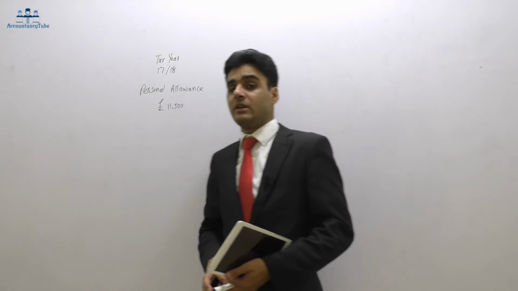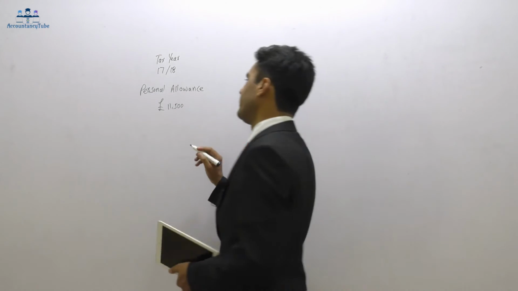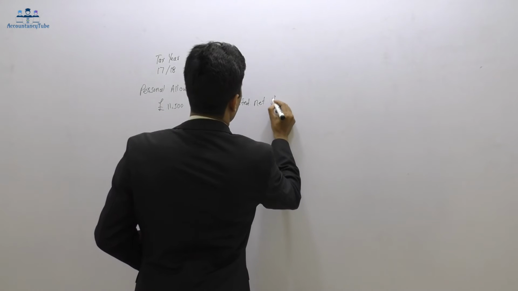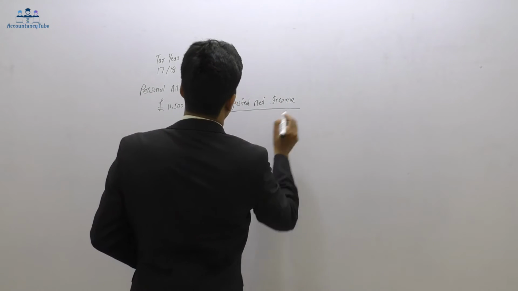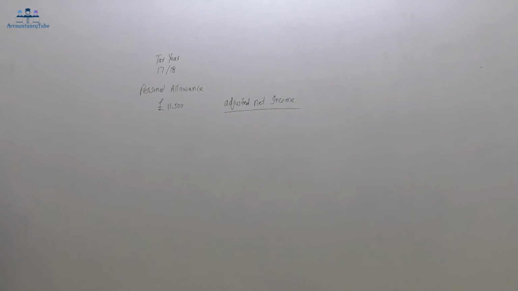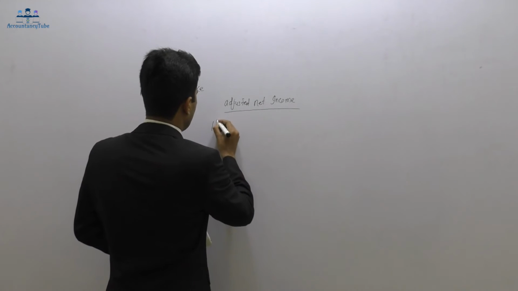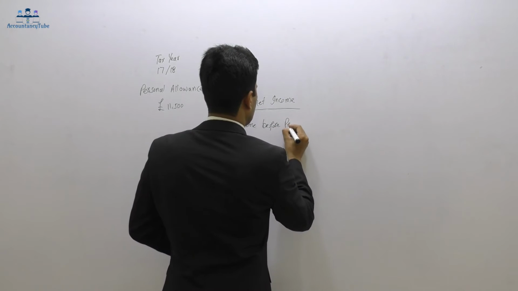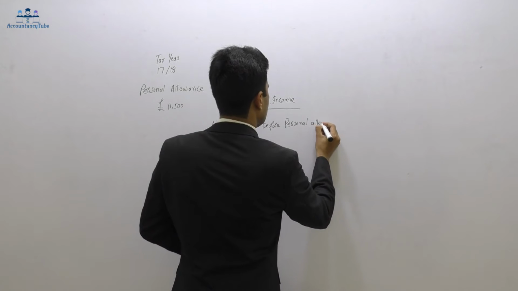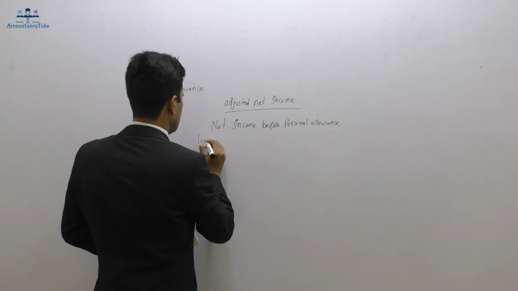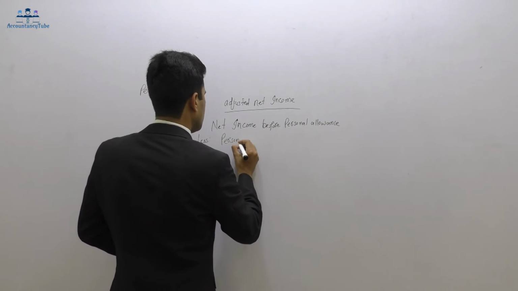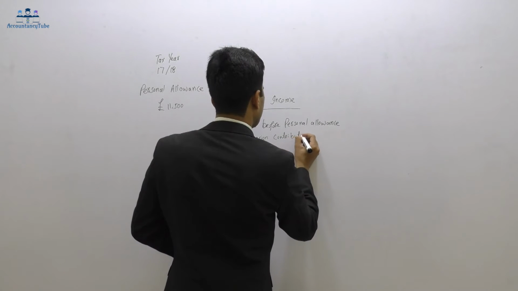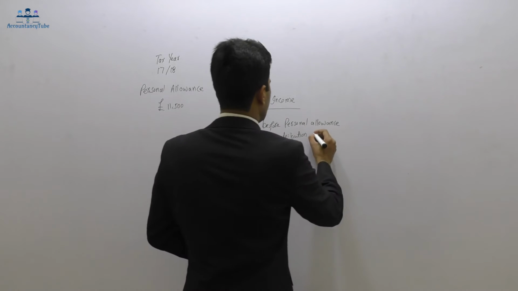There is another thing as well called adjusted net income. So what is adjusted net income? Let's look at it now. We will be looking at adjusted net income many times in the next videos as well, so you might want to know what it is. Adjusted net income basically means net income before personal allowance from the income tax pro forma, less personal pension contribution. And when I say personal pension contribution, it means the gross amount.